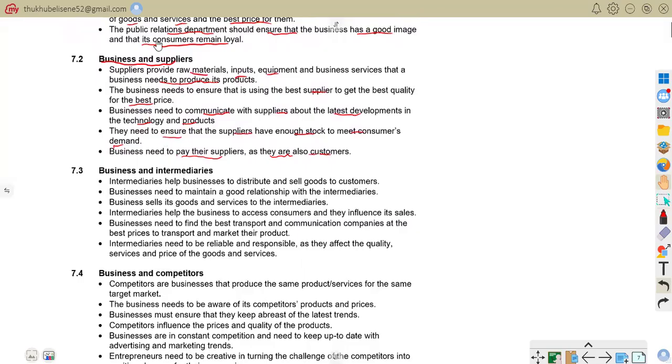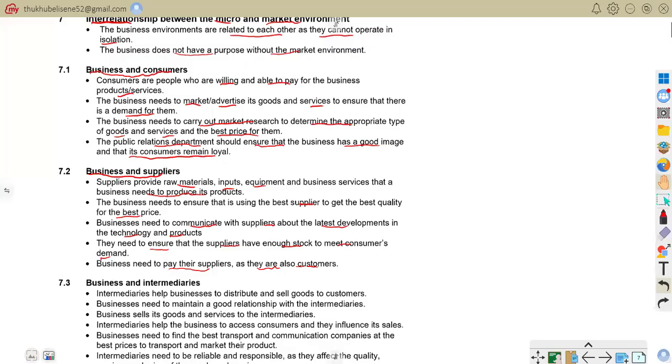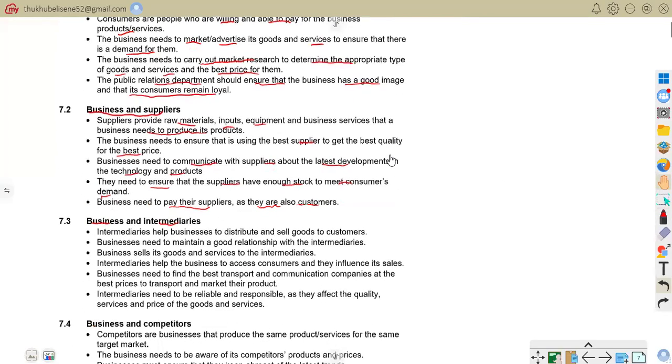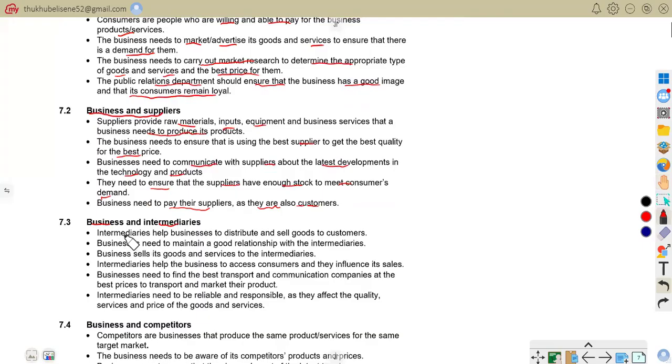Business and intermediaries. We are on business and intermediaries. So, do intermediaries help business to distribute and sell goods to customers? So intermediaries help distribute goods to customers. For example, a courier guy delivers online orders to buyers.